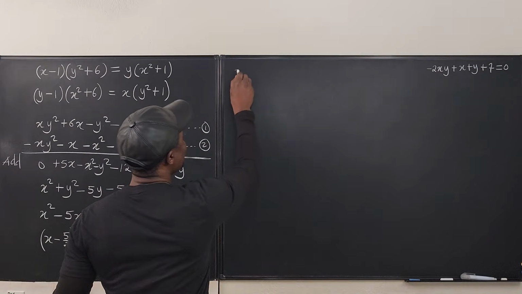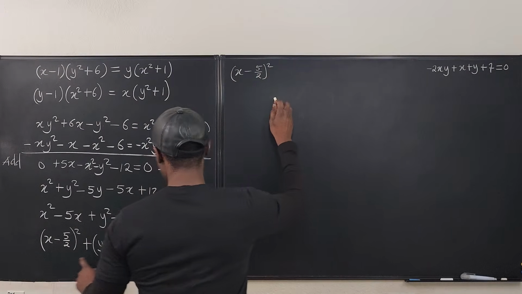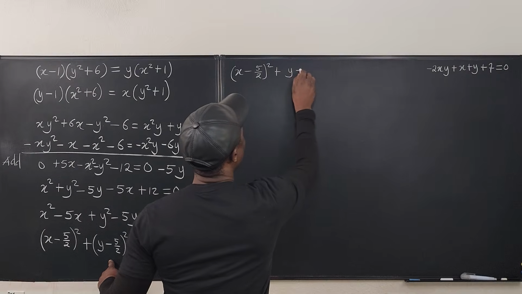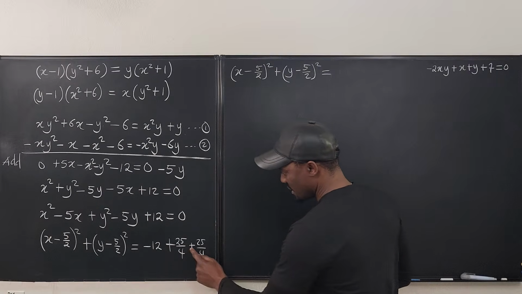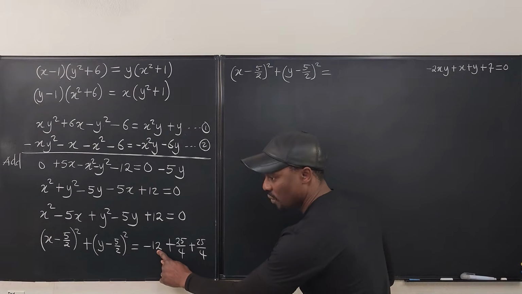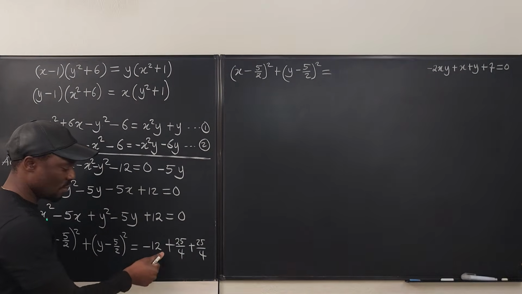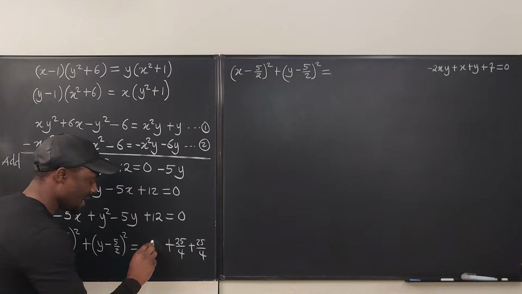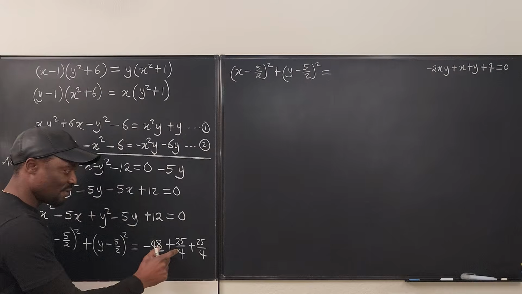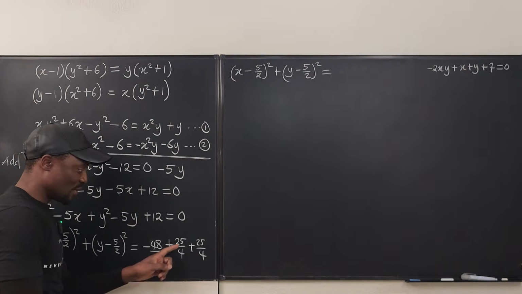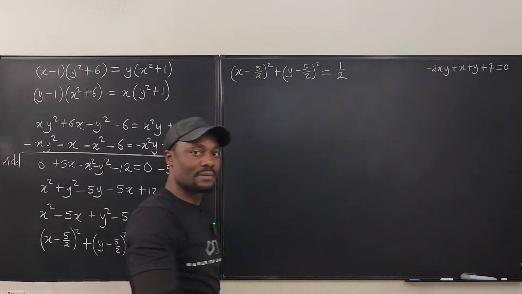So now we have x minus 5 over 2 squared plus y minus 5 over 2 squared is equal to, what's the answer to this? If this is hard for you to do, just write this over 4. Multiply this by 4 and divide it by 4. If I multiply 12 by 4, what do I get? 48. So I can write it as negative 48, but divided by 4. Now, they all have the same denominator, and I can add negative 48 to 50, that's 2. So it's going to be 2 over 4, and what's 2 over 4? 1/2. Done.